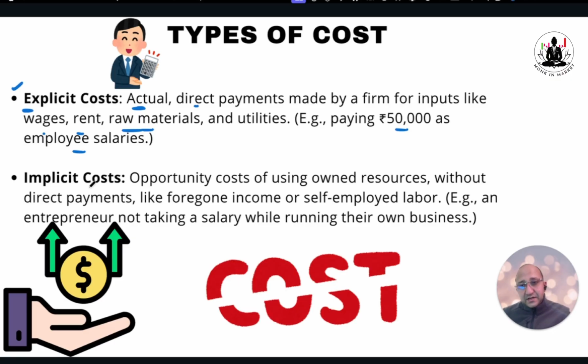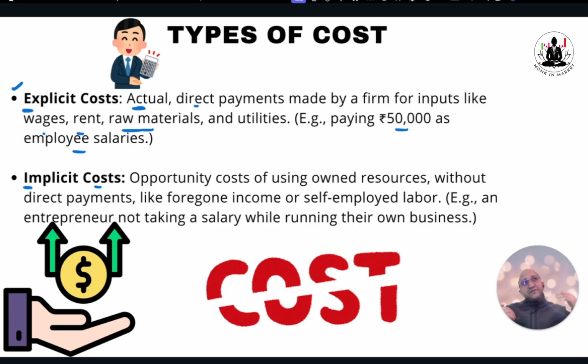Now, implicit. Now, again, guys, it's a cost as such, but this is an imaginary cost, right? That is why the word implicit is used. Implicit means inside. It is inside you, right? Now, what does it mean? For example, you started a hotel, you started a restaurant, but you started a restaurant at your own home. It was your own building. So you don't have to pay the rent for that. That was your land, basically.